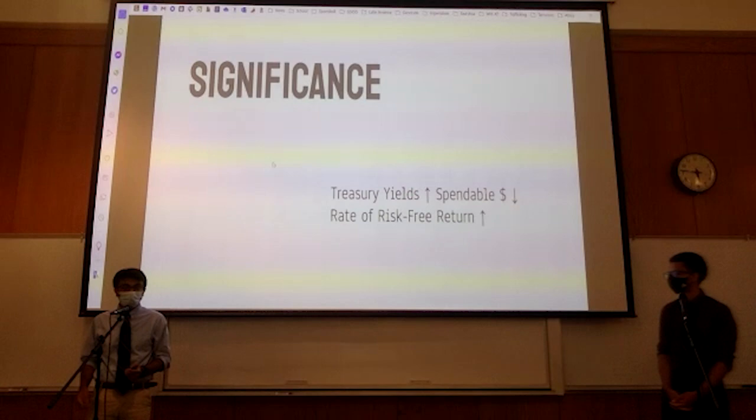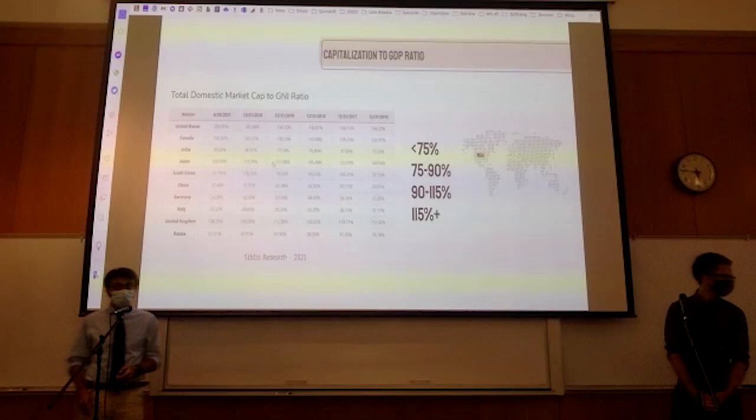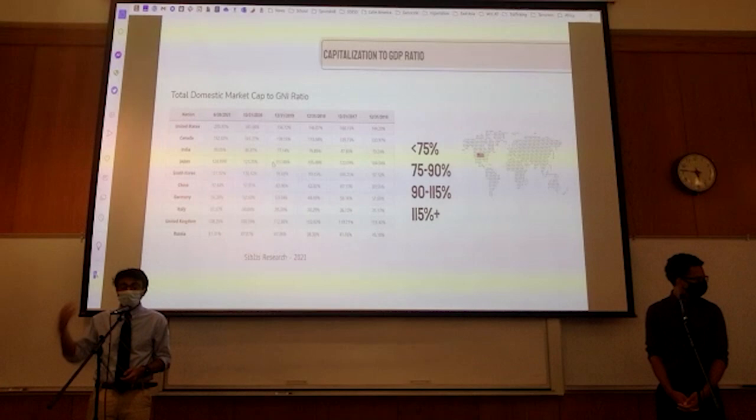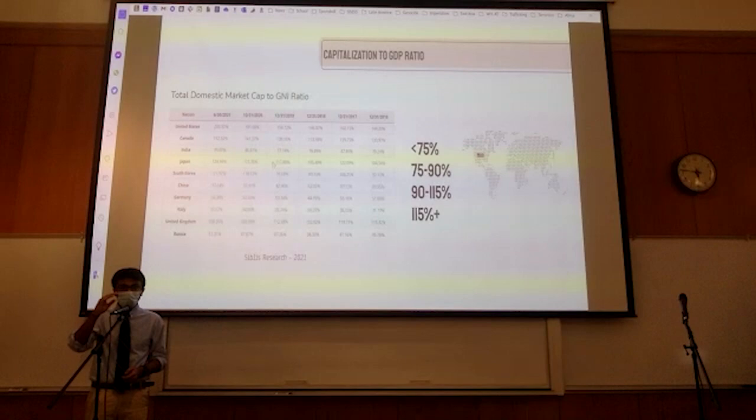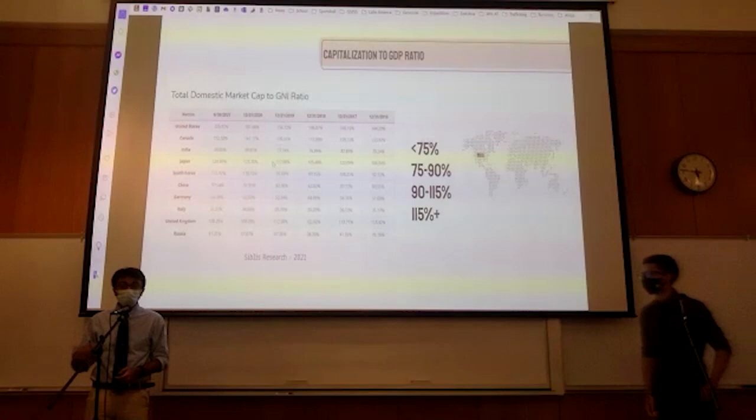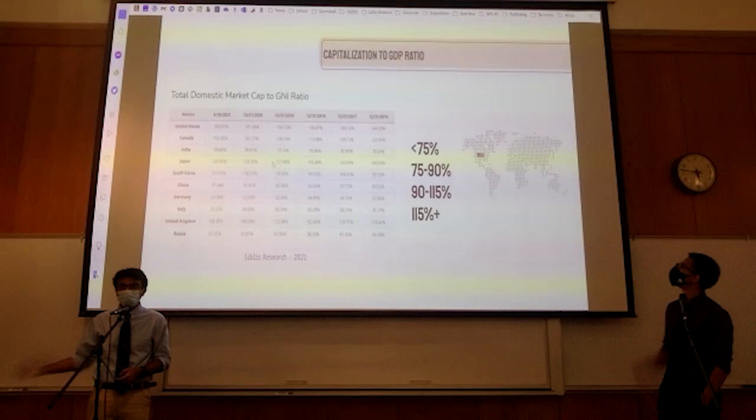Third economic indicator to focus on is capitalization to GDP ratio. Capitalization to GDP ratio is quite simply just the summation of the market value of all stocks and all companies in a certain country to the value of its GDP. For example, for us in the US, that would be the summation of all stocks listed and all companies listed on the NYSE or the S&P 500, the Dow 30, et cetera, as a ratio to our GDP.